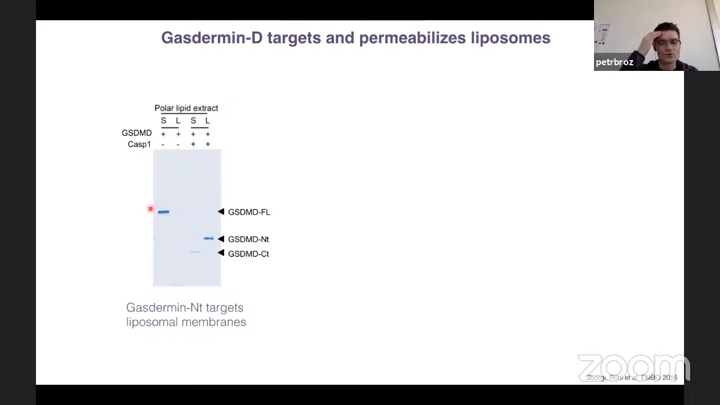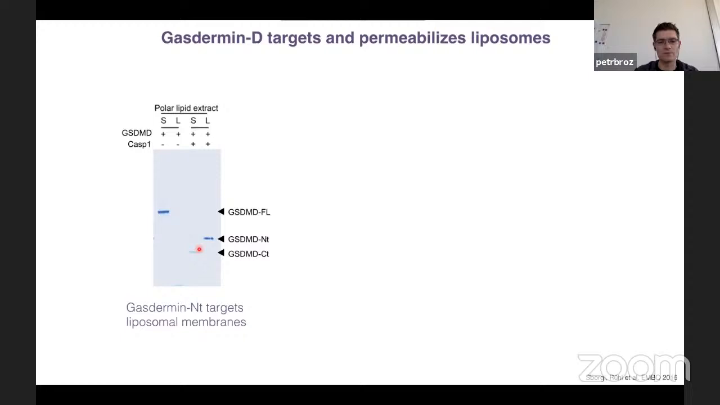So here, liposomes made from polar lipid extracts were incubated with gasdermin D, without or with caspase-1. So this is all recombinant proteins. You can see gasdermin D here on the Coomassie is full length when there's no caspase. And once there is caspase added, it will be processed into two subunits. So there's this cleavage happening.